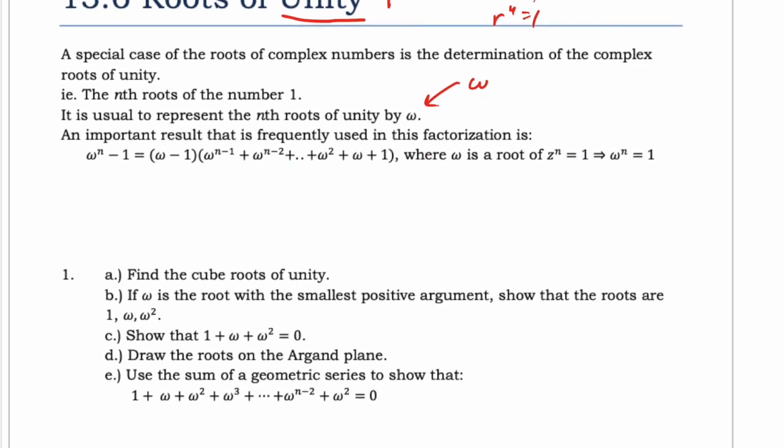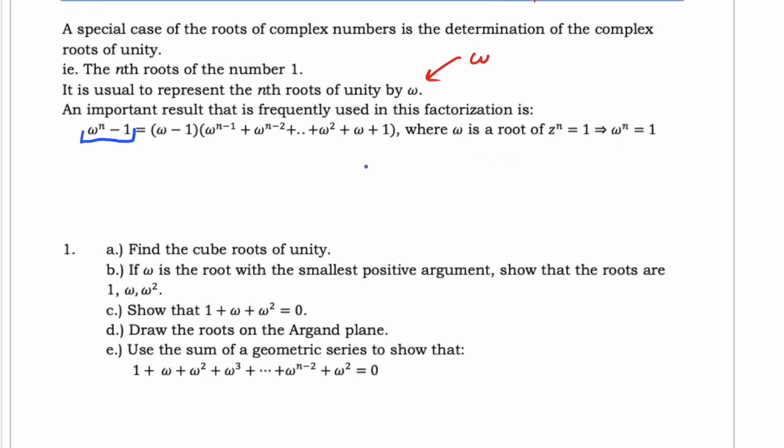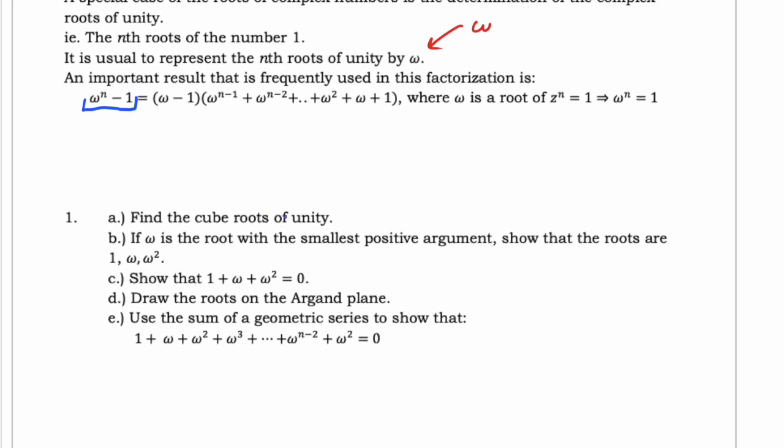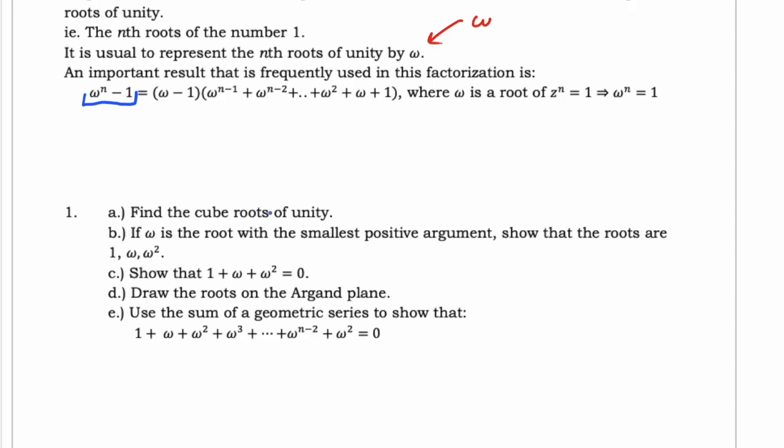And here's an important factorizing that's going to come up a lot. Whenever you have any variable to the power of n minus 1, you can factorize it this way. You can factor out an omega minus 1 and then multiply by descending powers of omega. We'll get to that in a second. Find the cube roots of unity. So let's do that first.